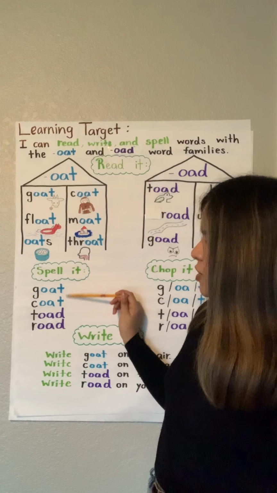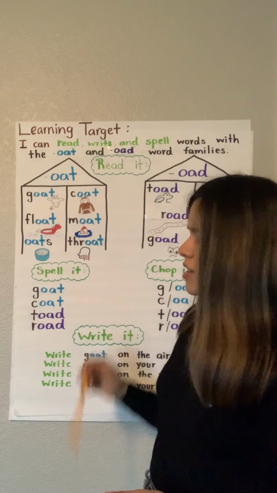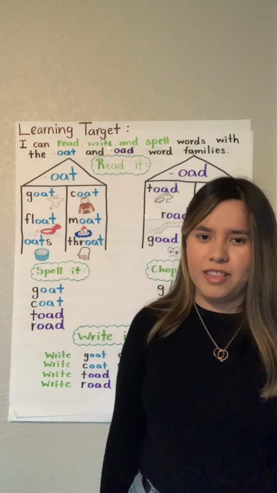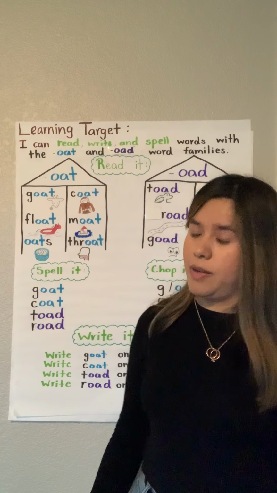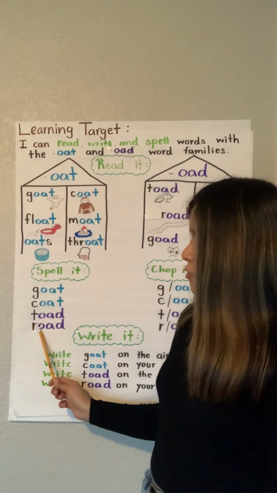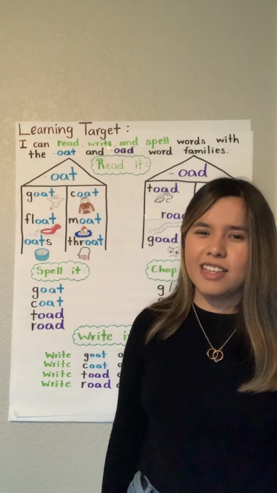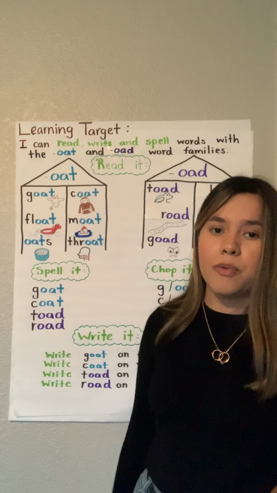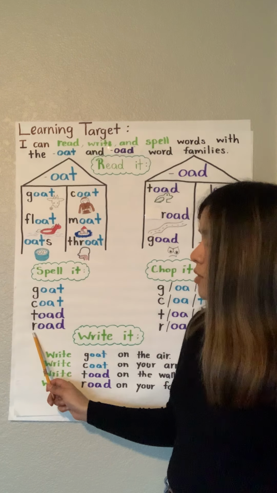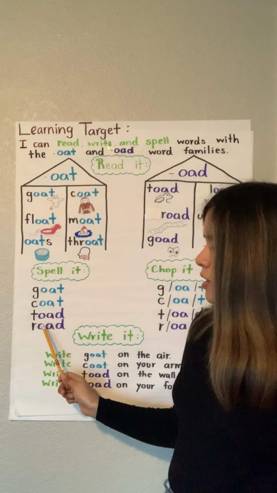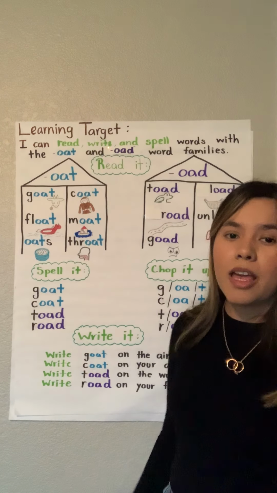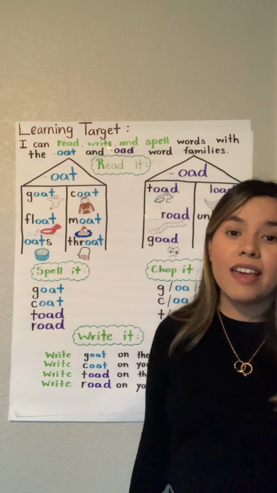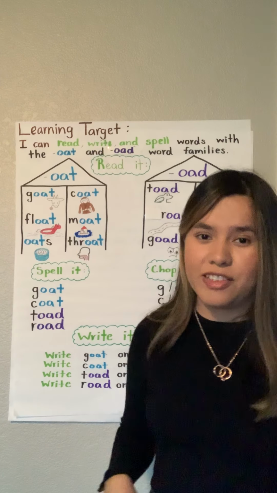And remember, these first 2 words, goat and coat, they belong to what family? The oat family. And these next 2 words belong to the next family. So toad and then road belong to the oat family. Let's spell the last word just so that we can move on, boys and girls. Road is spelled R-O-A-D. One more time. R-O-A-D. And that spells road. Very good job, boys and girls.